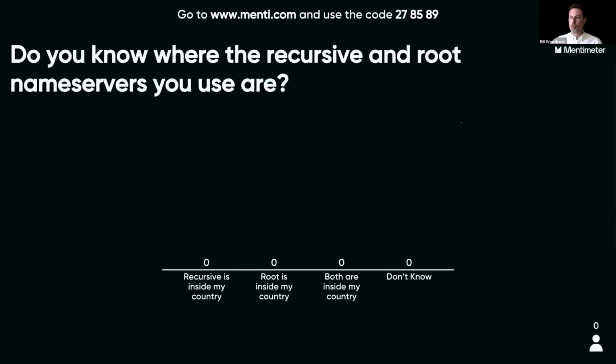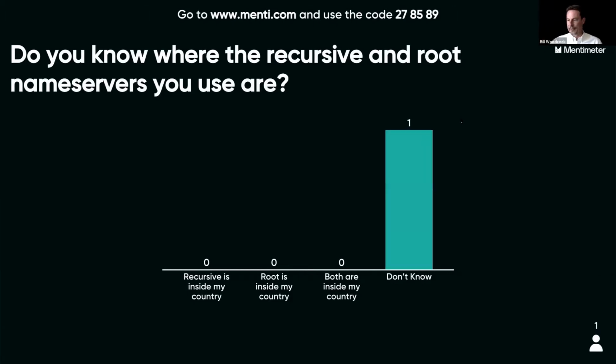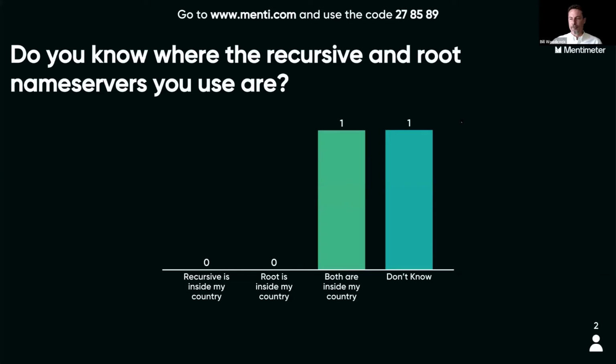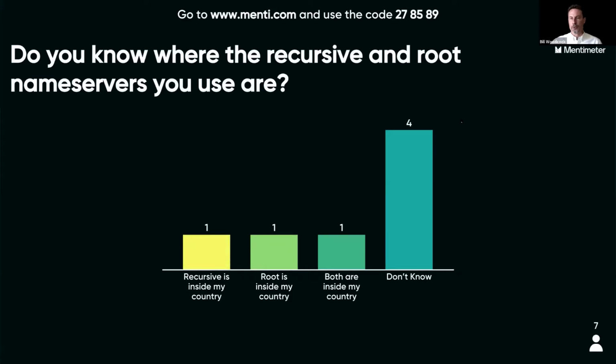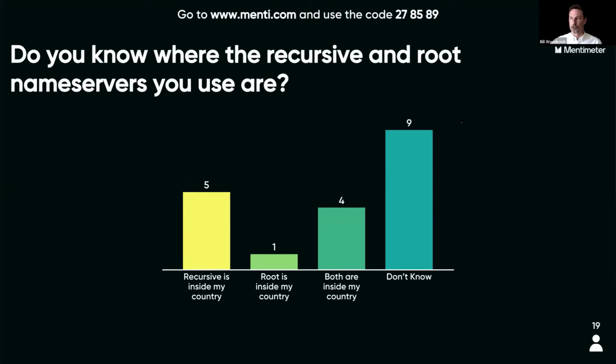So in this question, what we're asking essentially is, do you know where the recursive and root name servers that you use are? Are they local to your city? Are they inside your country? Or sorry, I don't actually ask about the city. Is this traffic going internationally? The goal here would be to have as much of this as possible inside your country, so that the queries that you're sending out are not hitting international links that tend to be observed more and less under the control of you and your local authority.